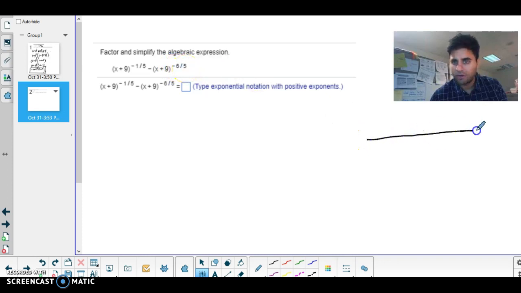Let's see. If I draw it on a number line, this is 0, and this is negative 1, negative 2, negative 3, and so on. Negative 1 by 5 will come right here. Negative 6 by 5 is over 1, it's a mixed fraction, right? So it will come somewhere right here. If it's coming here, that means this is even smaller. So negative 6 by 5 is actually smaller than negative 1 by 5.